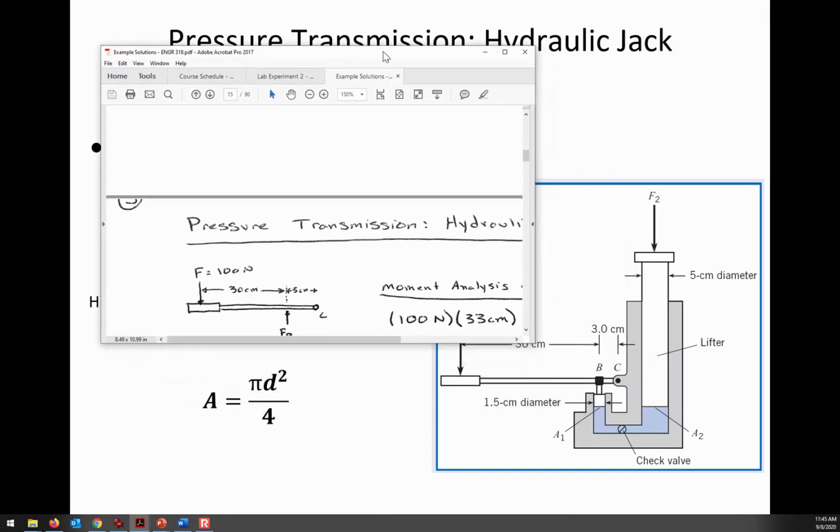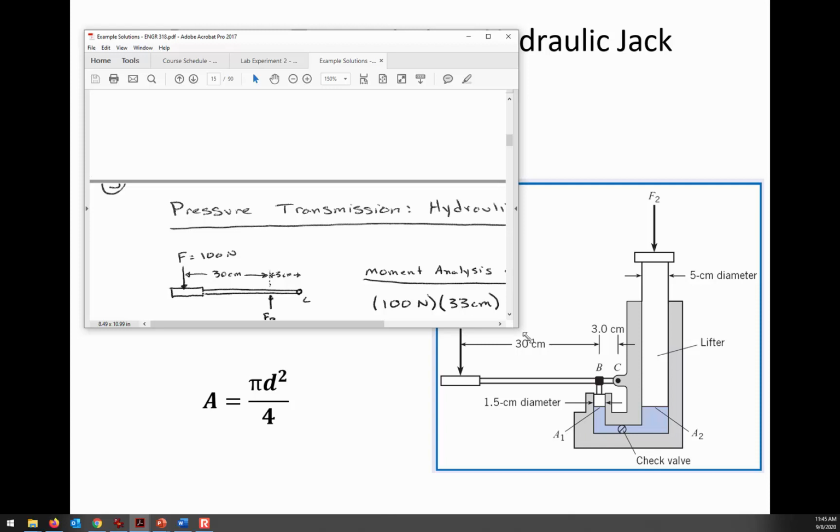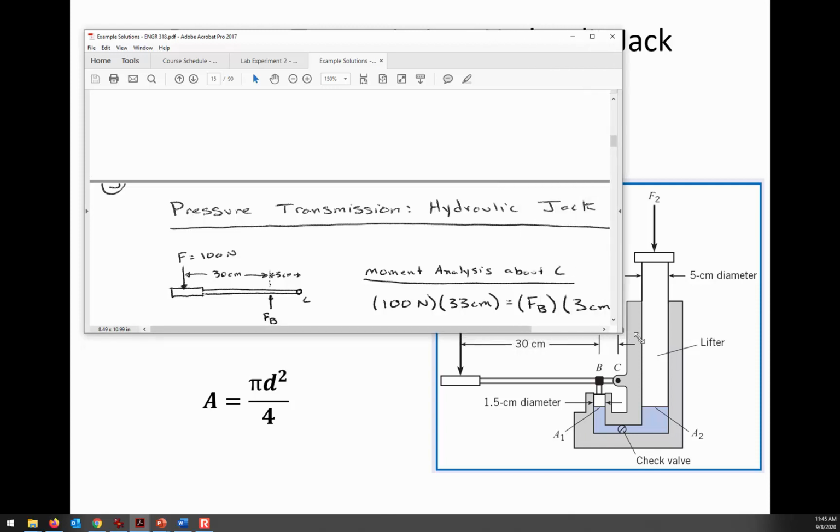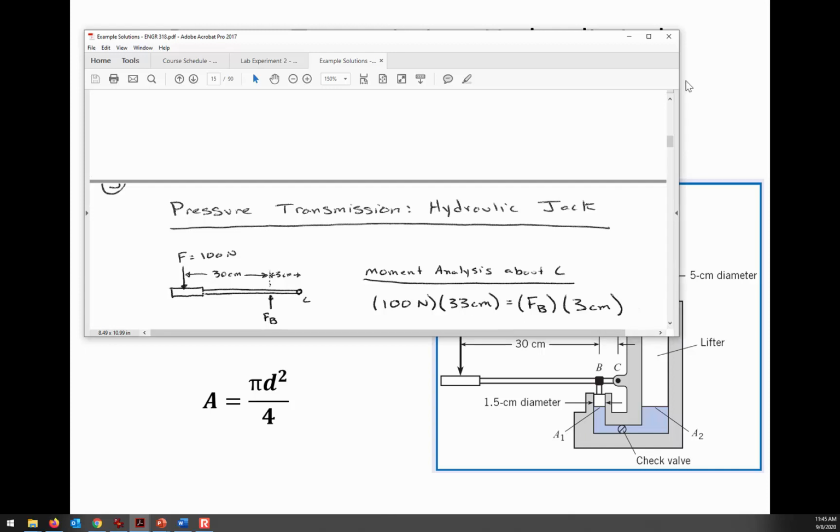All right, so just the first part is the moment analysis to find out what's the force at location B. And so here's the setup for that. We have this handle, and the point of application for the force is 33 centimeters away from the axis of rotation. So it's rotating about C. That means that the moment distance is going to be 33 centimeters. And then for the opposite reaction, F sub B, we don't know the magnitude of it, but we do know its location is 3 centimeters away.